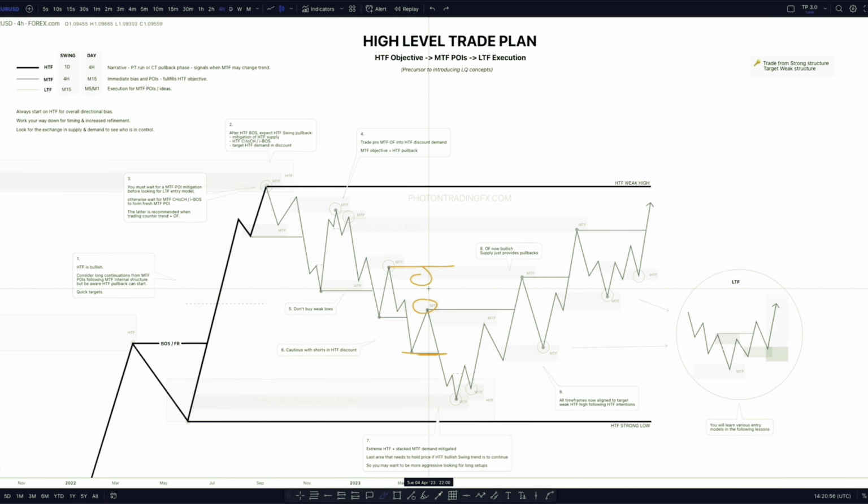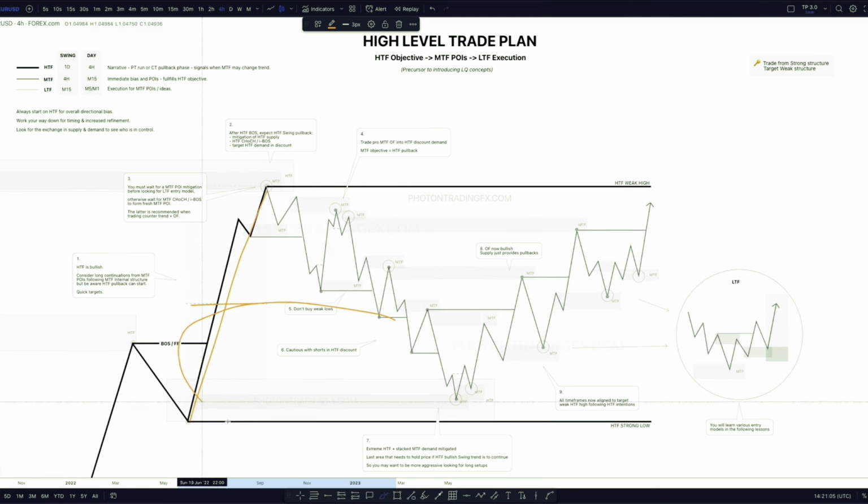Well, maybe you want to do that, maybe you don't, because where are we within the higher time frame? Now we are in the discount, right? This is the EQ of the 4 hour leg. We've now pulled down into the discount of the 4 hour chart.